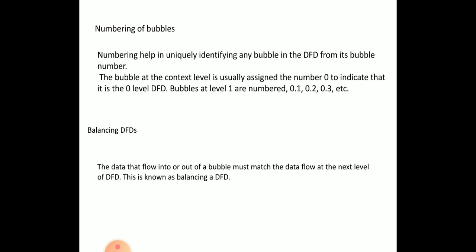Next one is balancing the DFDs. The data flow diagram model of a system usually consists of many DFDs, but the hierarchical levels of DFDs should have a balance among each other. The data that flow into or out of a bubble must match the data flow at the next level of the DFD. This is known as the balancing of DFD.